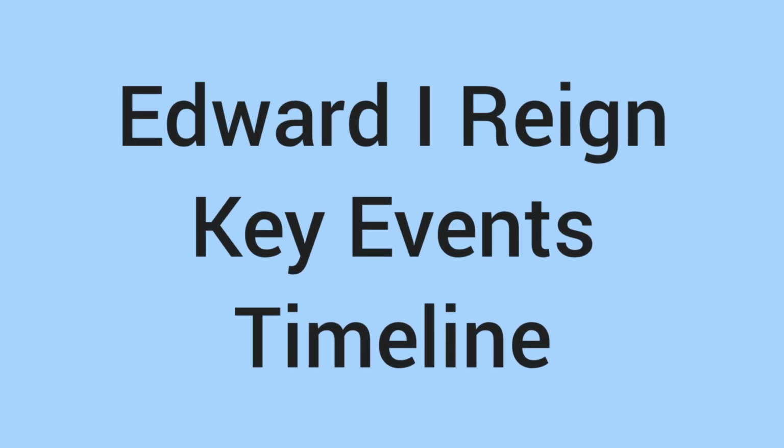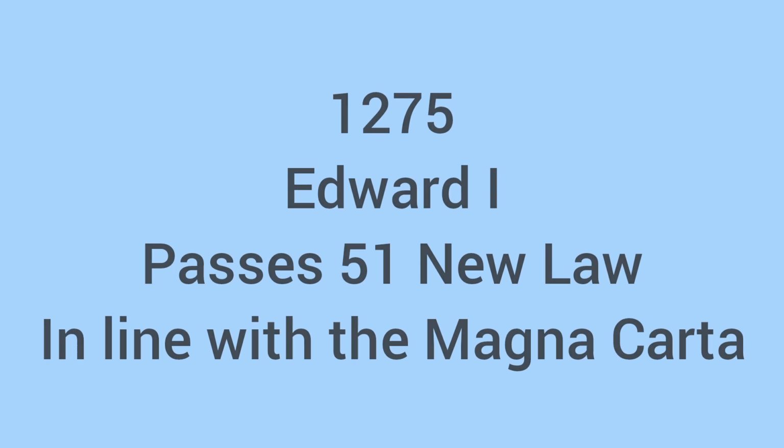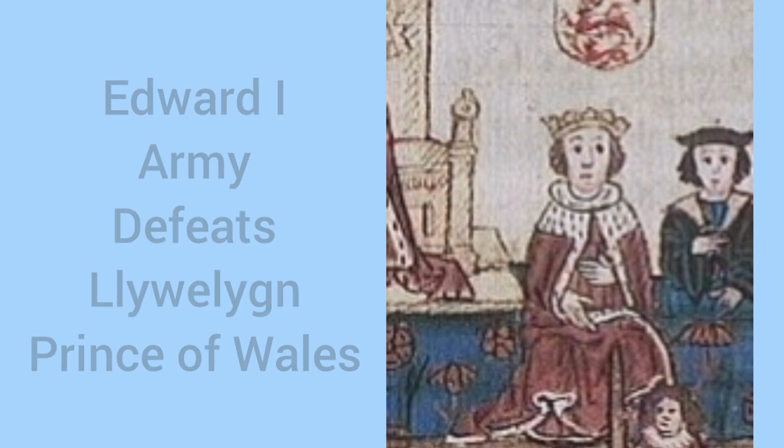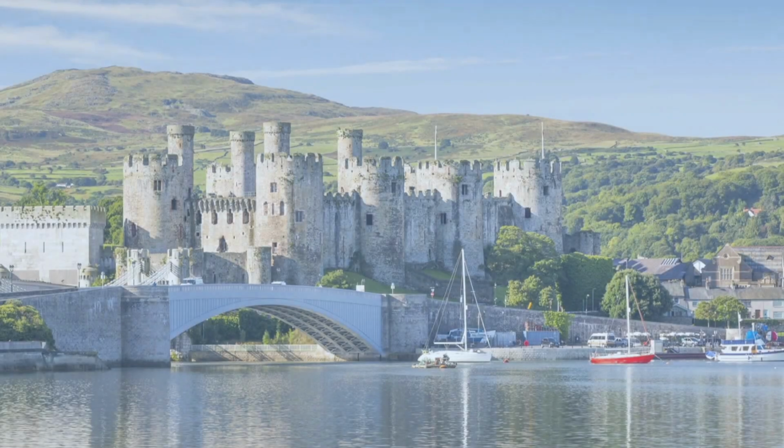Now that he is king and he's been crowned, we'll go through a key events timeline of Edward I's reign. So then, in 1275, Edward I passes 51 new laws in line with the sort of themes laid out in the Magna Carta. Now then, Edward I's army defeats the Llywelyn, Prince of Wales, early in his reign, because at this time, of course, Wales was a much more separate country than it is today and was in later medieval times and onwards.